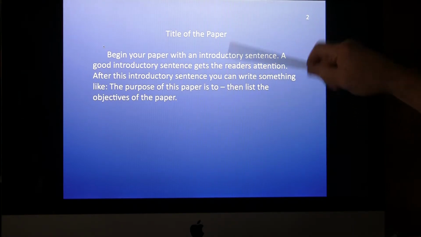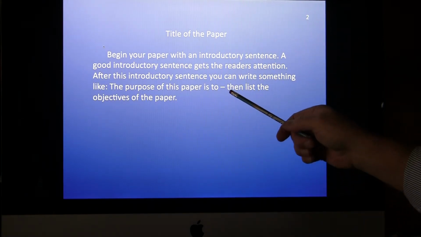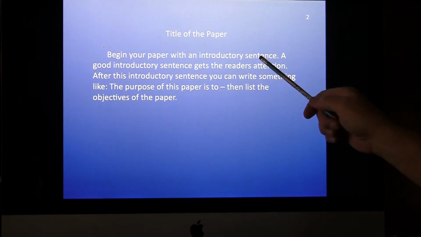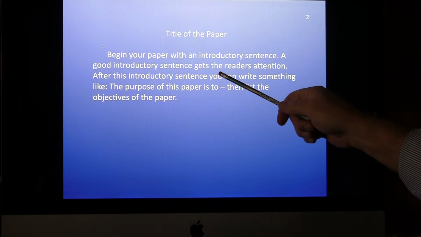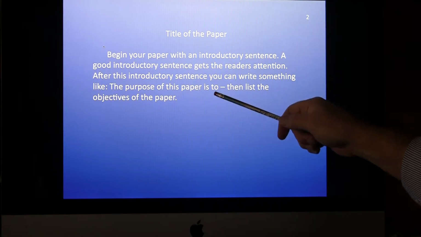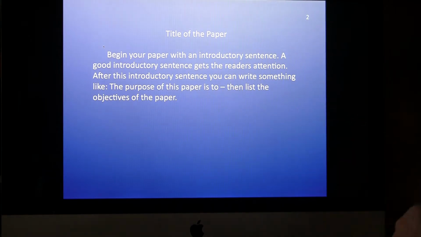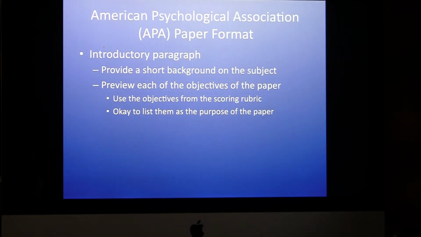So here's basically an introductory paragraph. Begin your paper with an introductory sentence. A good introductory sentence gets the reader's attention. After this introductory sentence, you can write something like, the purpose of this paper is to, and then you can simply list the objectives of the paper directly off of the course syllabus. So again, looking at the introductory paragraph, you're going to provide a short background, something that grabs the attention of the reader, and then you're simply going to preview what the objectives of the paper are. I recommend that you simply list the objectives of the paper as they're listed in the syllabus or in the scoring rubric.